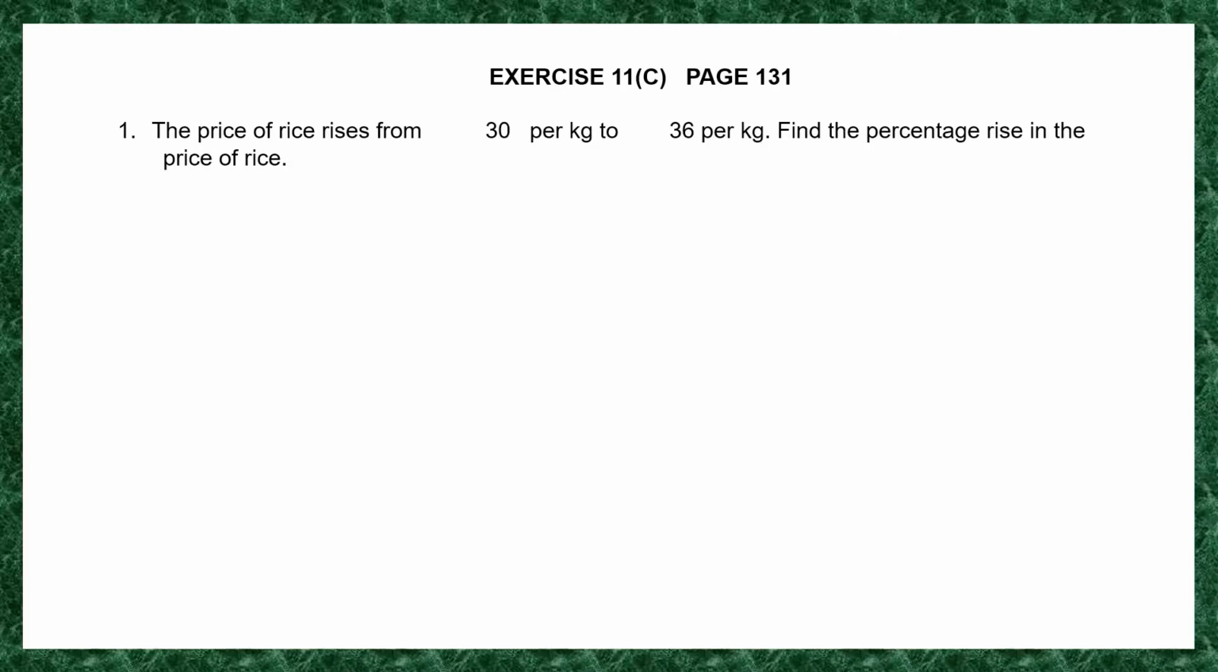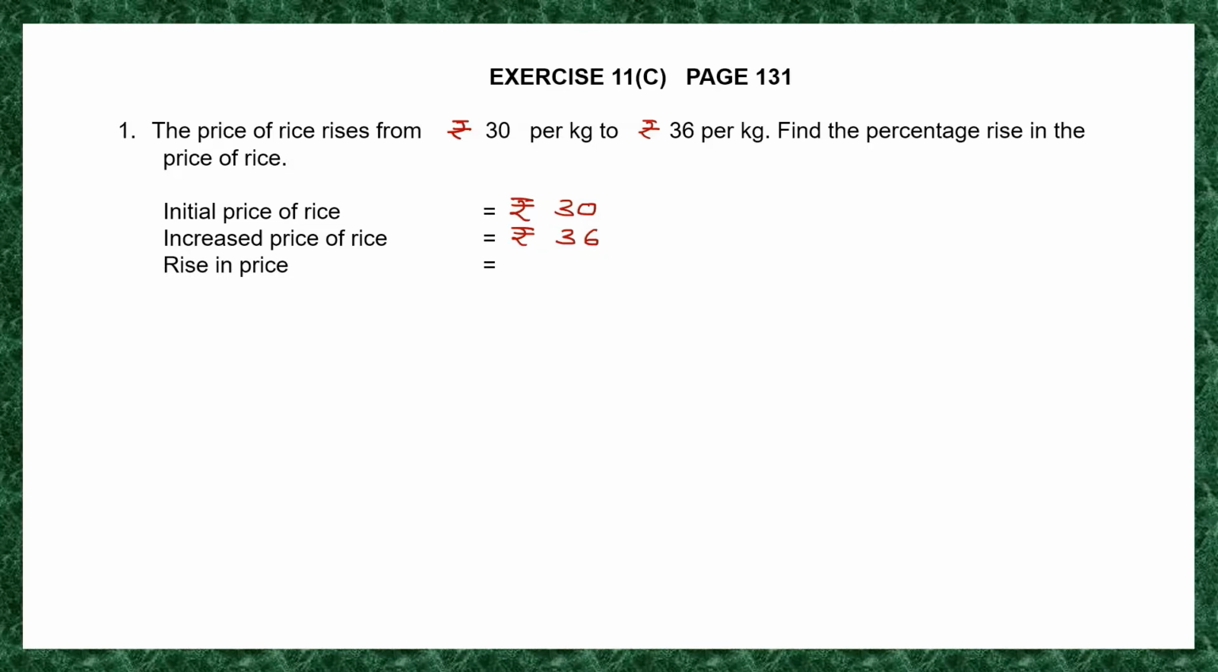Question 1. The price of rice rises from 30 rupees per kg to 36 rupees per kg. Okay, so the price of rice has gone up from 30 rupees to 36 rupees per kg. Now we have to find the percentage rise in the price of rice. Okay, let's start. The initial price of rice was 30 rupees. Then the price increased to 36 rupees. So first it was 30, then it increased to 36.